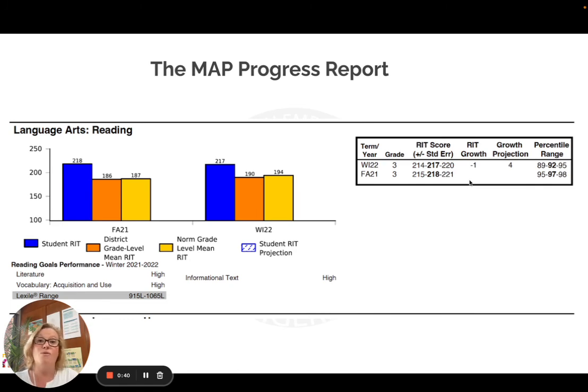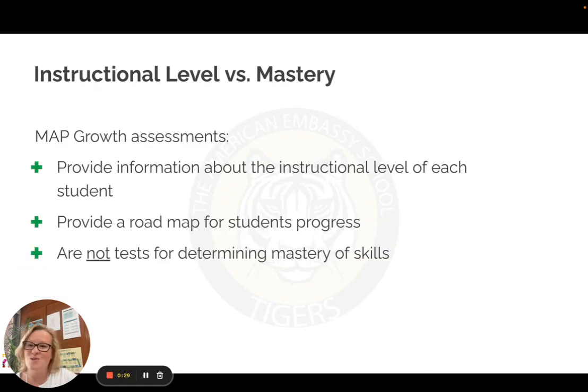If you see negative growth over 3 testing sessions, then that's something that we really do take a closer look at. But right now, we just don't have that information. So with this MAP report, please take it in stride. Know that it is not for determining mastery of skills. It's really to inform instruction.